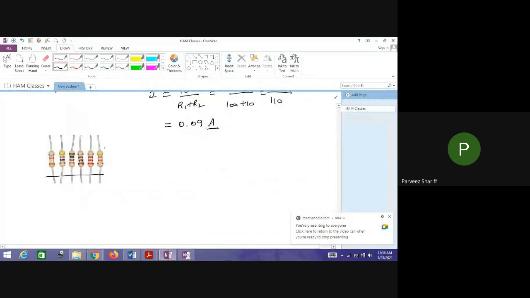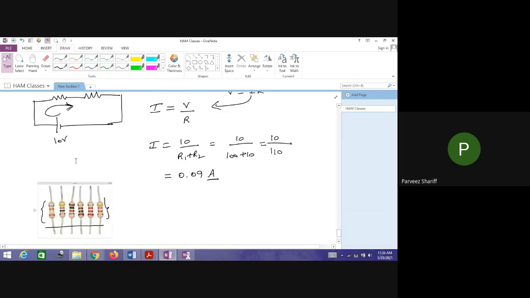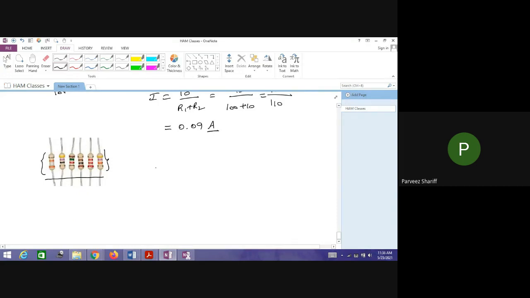Now each of these resistors has its value. You see this color code here? It has different colors: yellow, violet, red. This has red, then brown, black, brown. Then again, it has brown, green, red. All these different colors are there. What does the color represent? So we have to understand the color coding of these resistors.